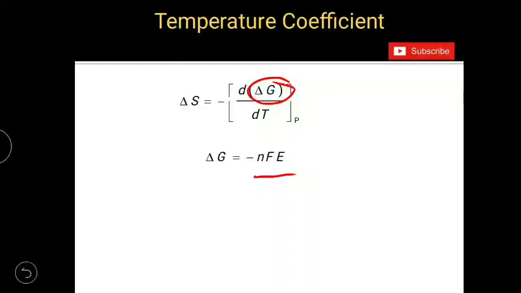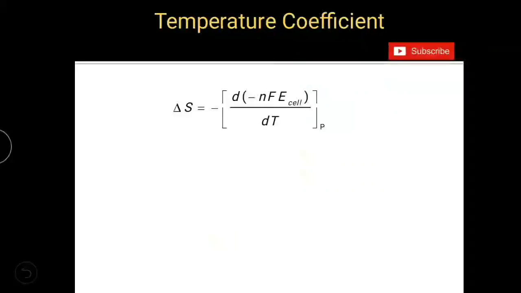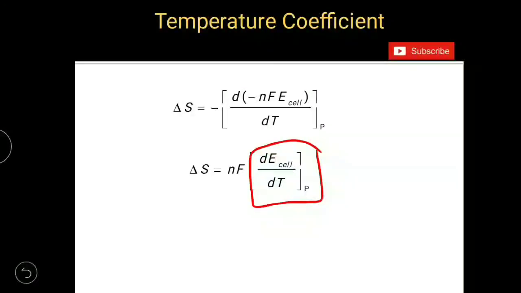Substitute delta G by minus nFE cell. Then the delta S expression is equal to minus d of minus nFE cell by dT at constant pressure. Multiply this expression with a negative sign. Then you will get delta S equal to nF into dE cell by dT at constant pressure, where this dE cell by dT at constant pressure is the temperature coefficient. So delta S equal to nF into temperature coefficient.